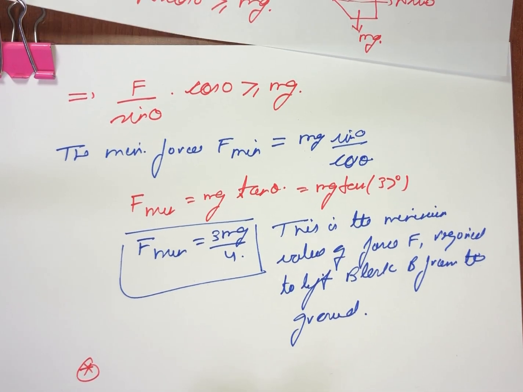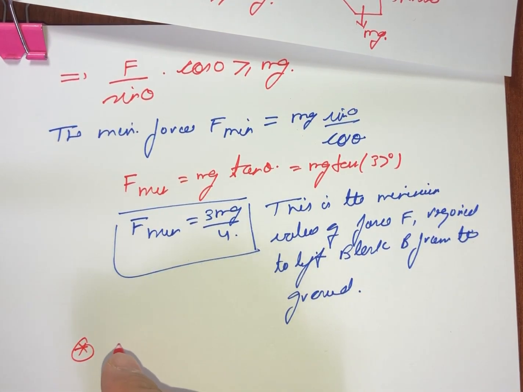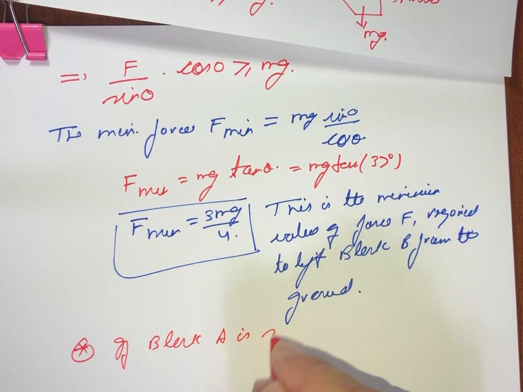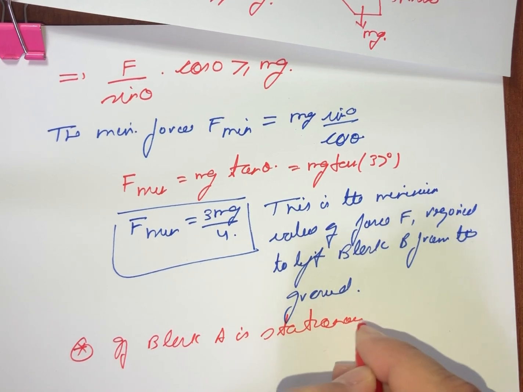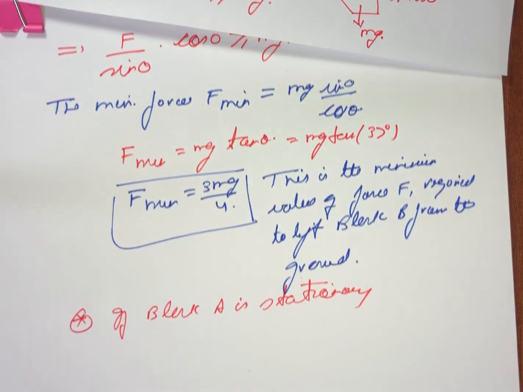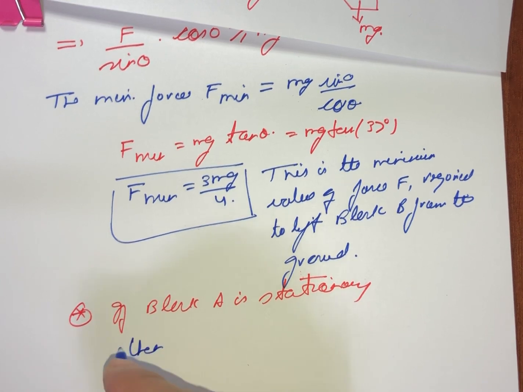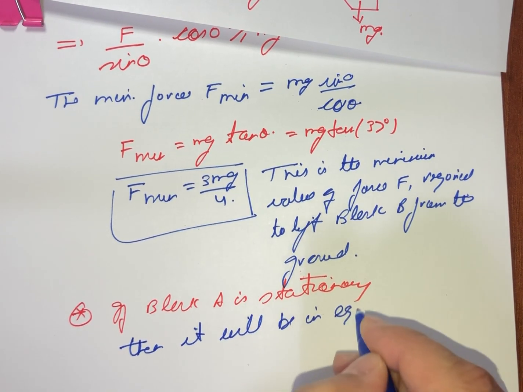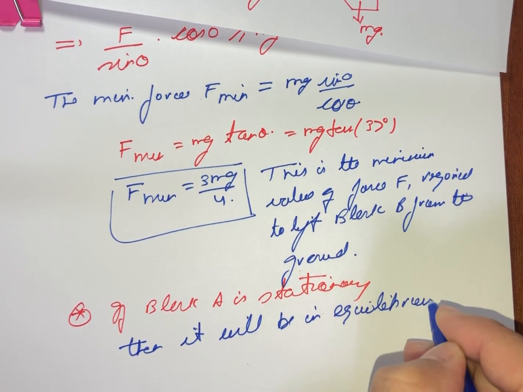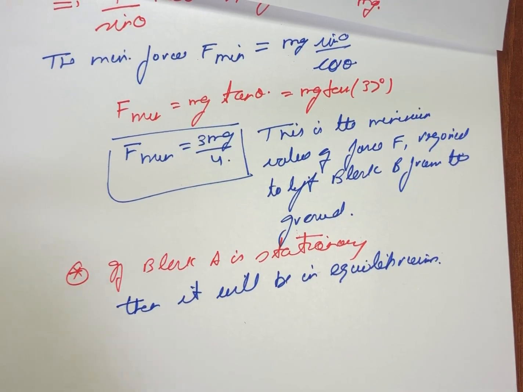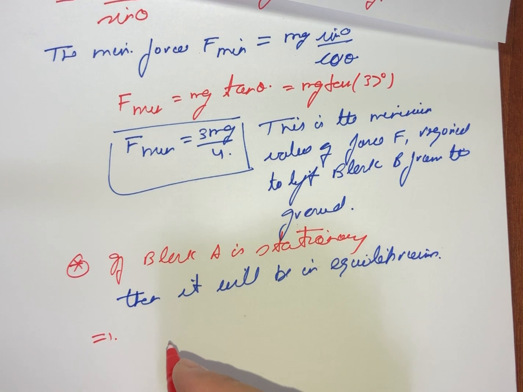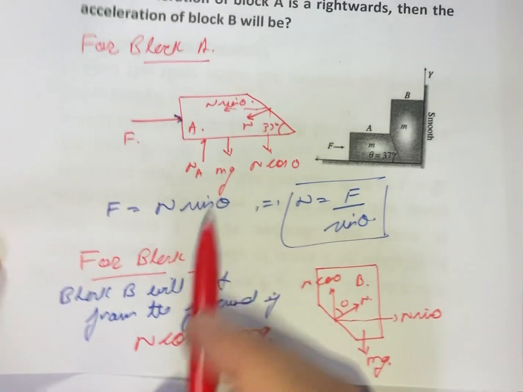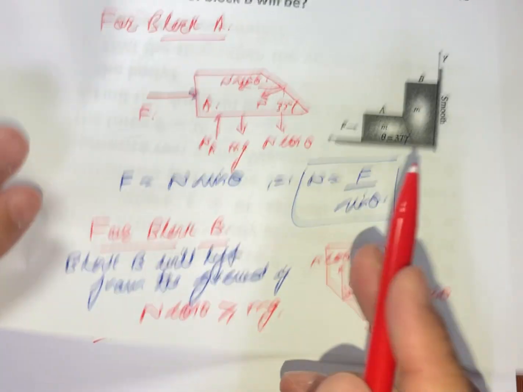It's given that both blocks are stationary. You can say if block A is stationary, then it will be in equilibrium. Therefore, we can say downward force is our two forces, mg and N cos theta, and upward force is N_A.